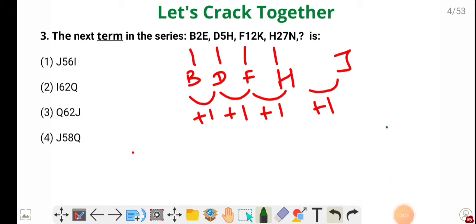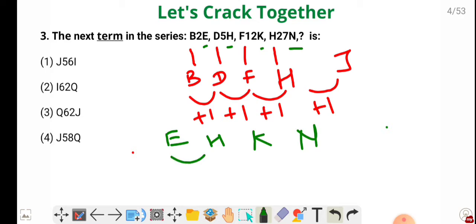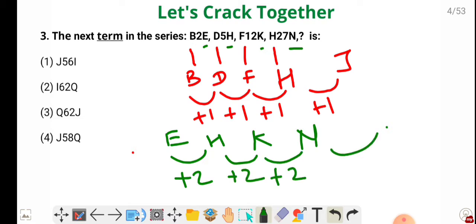Now what about the last letters? The last letters are here E, H, K, N. E, H, K, N. What is this? E, F, G, H, I, J, K, L, M, N, O, P, Q. Means the next letter will be Q. Means here is the last letter.